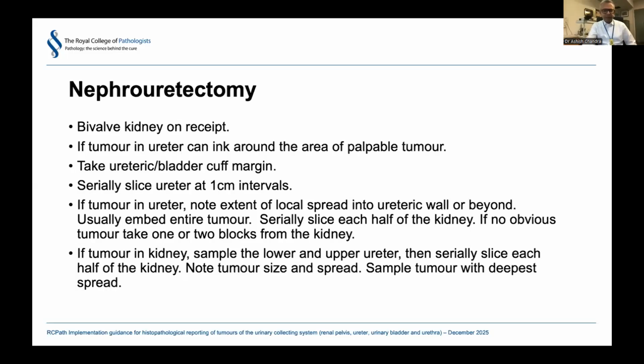And if the tumor is situated within the ureter, note the extent of its local spread into the ureteric wall or beyond, and embed the entire length of the ureter that is involved by the tumor. And then just take representative sections from above and below the tumor segment. If the kidney looks uninvolved, apart from hydronephrosis, then you don't need to sample it extensively. On the other hand, if the tumor is located in the renal pelvis or in the calyces, then you should serially slice the tumor and the kidney and note the tumor size and spread and take samples which include the deepest point of invasion.